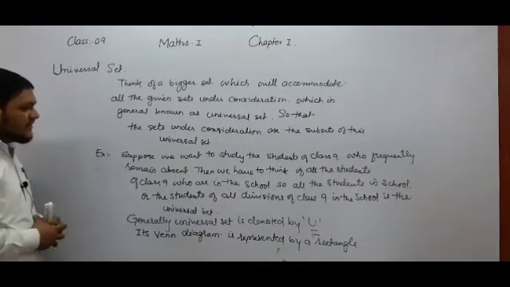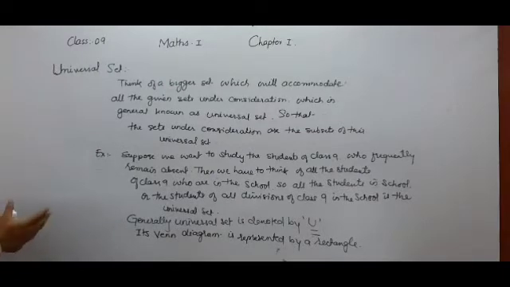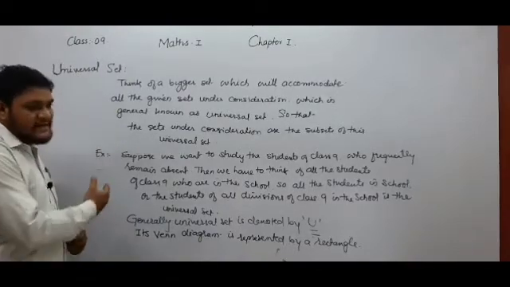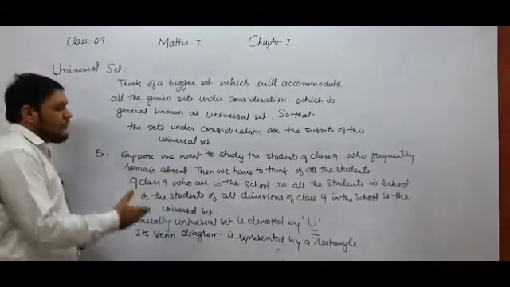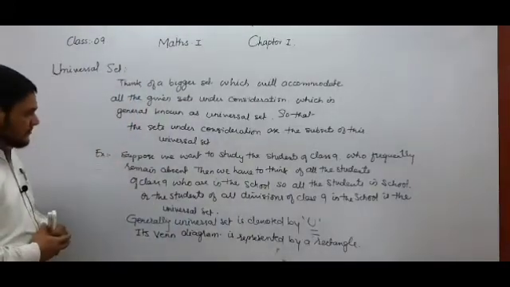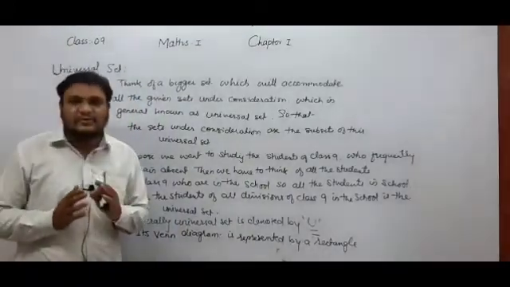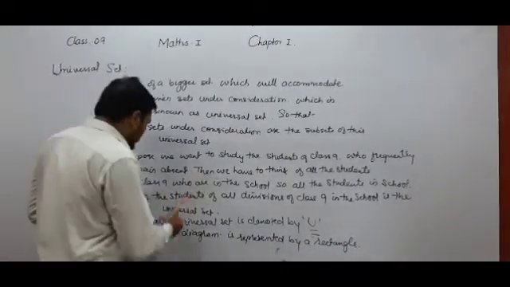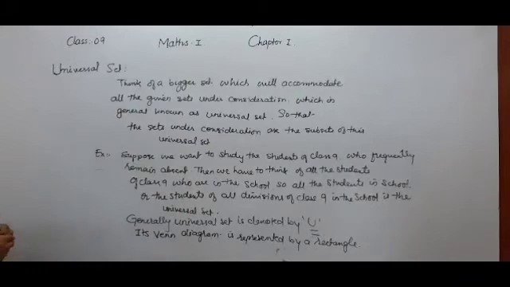Now we will consider one example by which we can understand clearly what a universal set is. This example is given in your textbook. Suppose we want to study the students of class 9 who frequently remain absent. If we are thinking of the students of class 9 who remain absent frequently, then we have to think of all the students of class 9 who are in school.